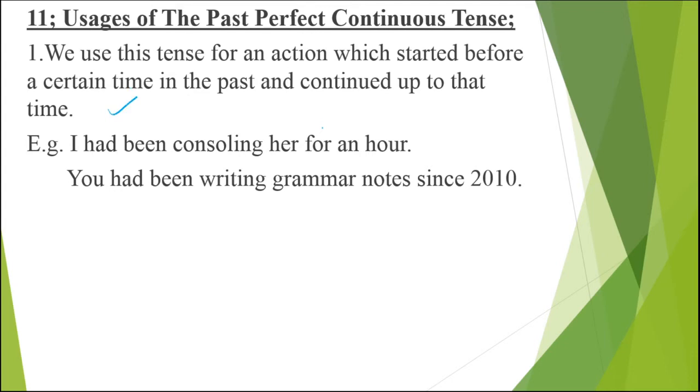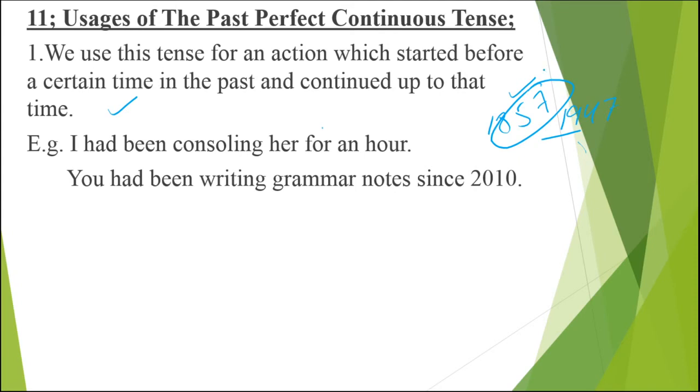What does it mean? Suppose you have an action. For example, for Pakistan, the leaders started struggling in the past, and that struggle was going on and was completed in the past. So those actions started before a certain time in the past, from 1857. This struggle started at the time of Sir Sayyid Ahmad Khan, and this dream was achieved in 1947.